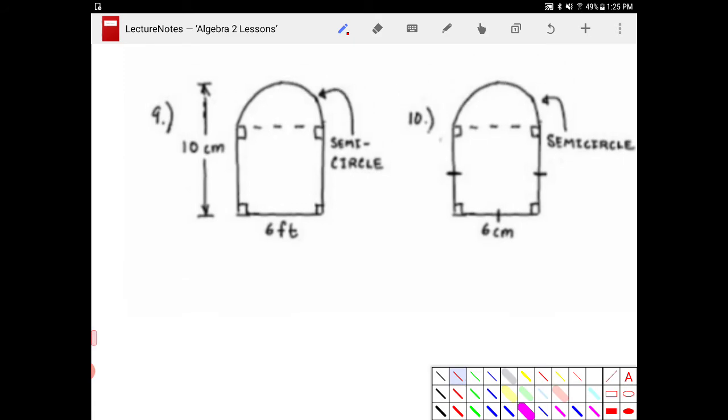So the overall height of this is 10. The overall width of this is 6. In order for me to figure out the area of the semicircle and the rectangle here, I notice that this is going to be 6. And if that is 6, I actually over-dimensioned this. Oh, no. I did not over-dimension this. So if that is 6, that means the radius must be 3. And if that is 3, that means this overall height must be 7 then.